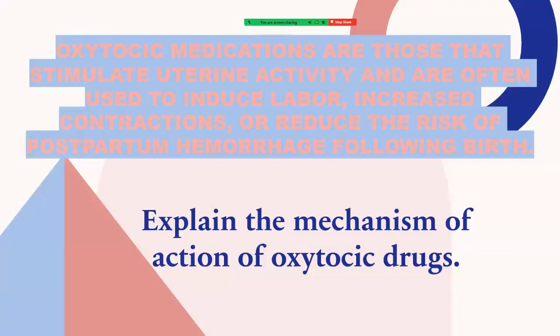Explaining the mechanism of action of oxytocic drugs. You'll find that most of this discussion is in the chapter on labor. Oxytocin is one of the most common and was first discovered in 1909. And 50 years later, biochemists were able to synthesize oxytocin, and ended up winning the Nobel Prize in chemistry for his discovery.